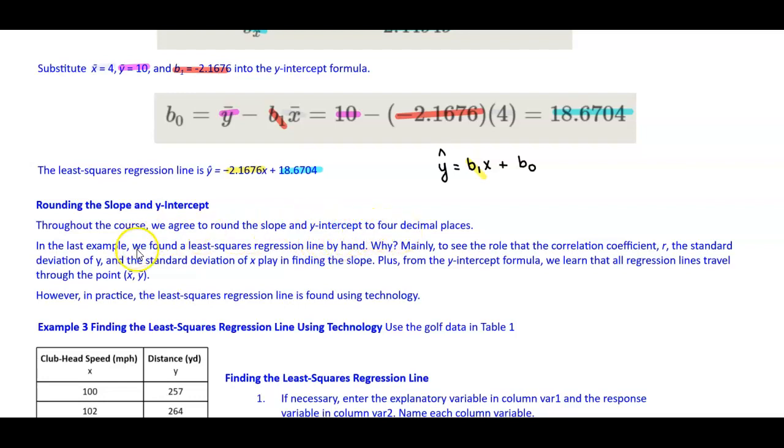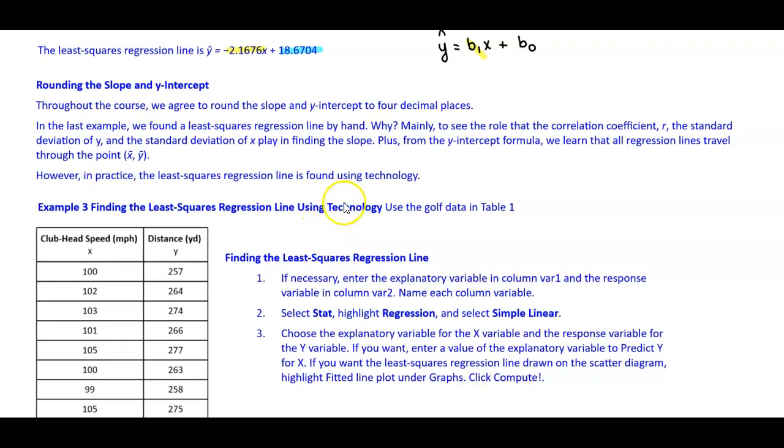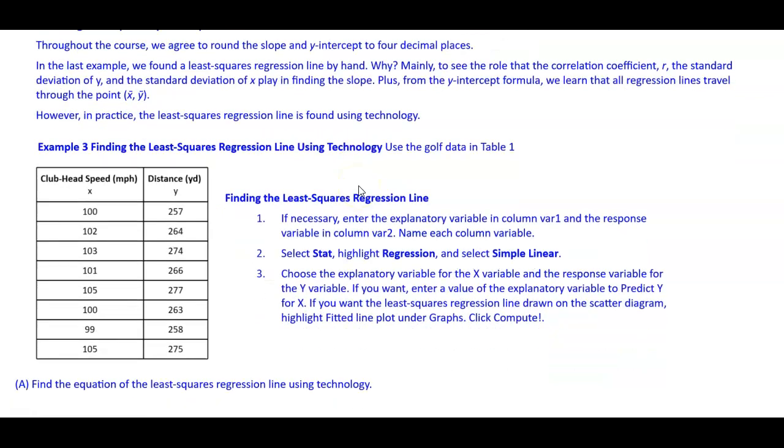In the last example, we found a least squares regression line by hand. Why? Mainly to see the role that the correlation coefficient r, the standard deviation of y, and the standard deviation of x play in finding the slope. Plus, from the y-intercept formula, we learned that all regression lines travel through the point x bar, y bar. However, in practice, the least squares regression line is found using technology.